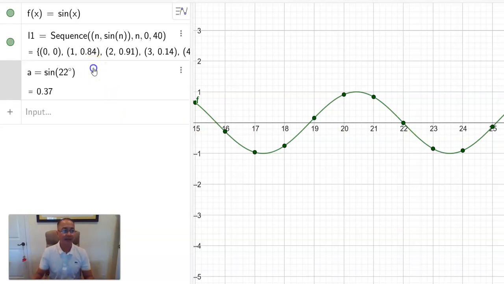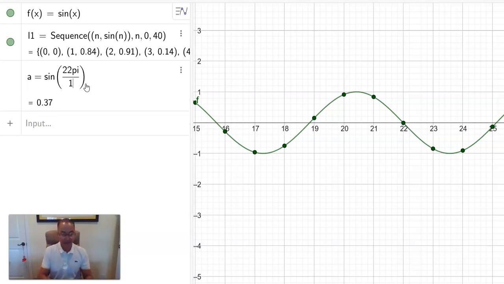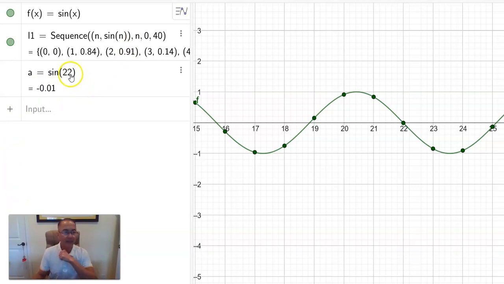Oops. This is the annoying thing about GeoGebra. The default angle measurement is in degrees, so the quickest way to turn that into radians is simply to multiply by pi over 180. And what did we get? It can be so annoying sometimes. So what I did was I just put 0.0 in front of the 22, and that forced GeoGebra to accept it as radians. So it's a small negative number.